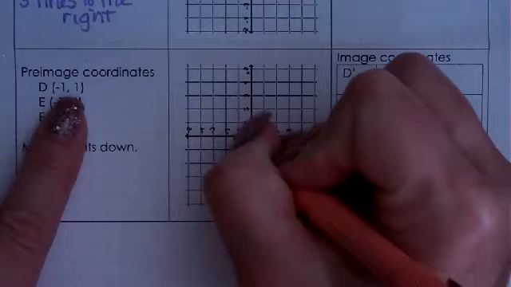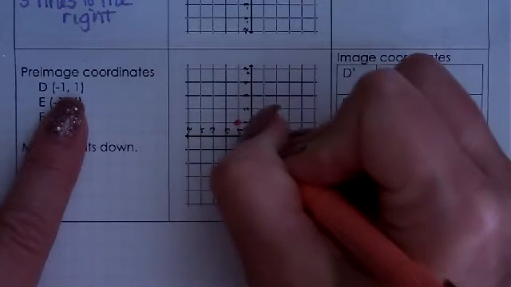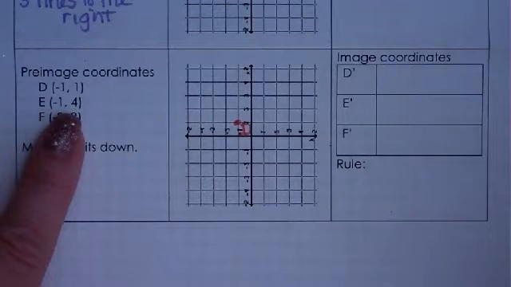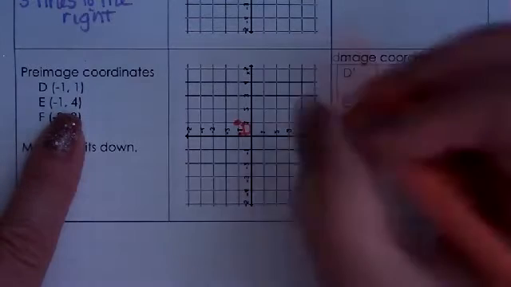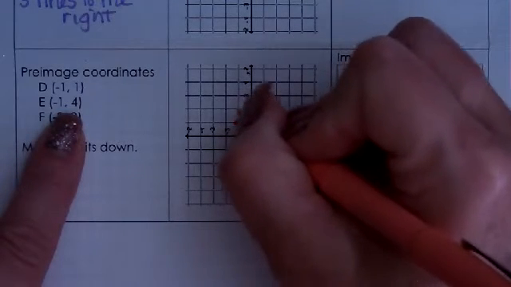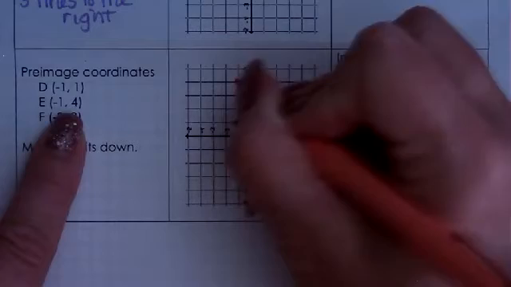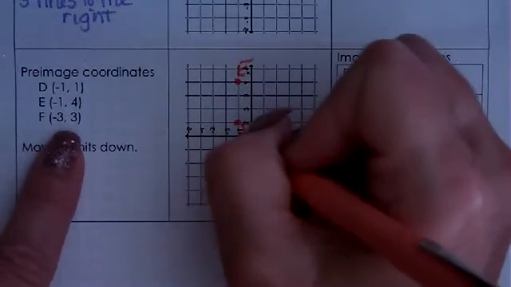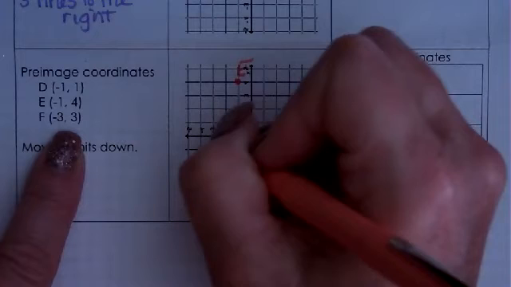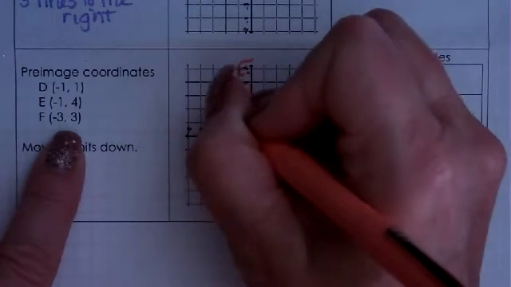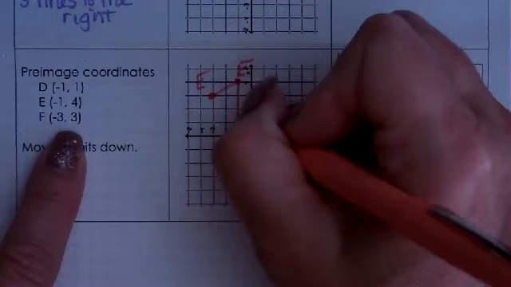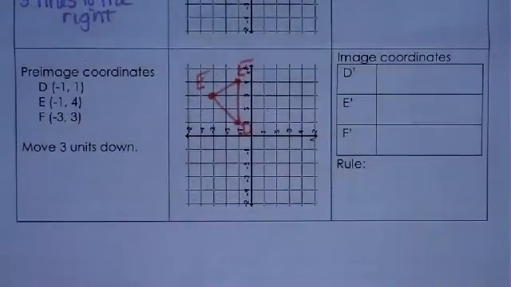So D was at negative 1, 1 right here. So that's D. E was at negative 1, 4. So negative 1, 1, 2, 3, 4. And F was at negative 3, 3. So 1, 2, 3, 1, 2, 3 right here. Again, I'm going to connect them so I can see my triangle, just like that.